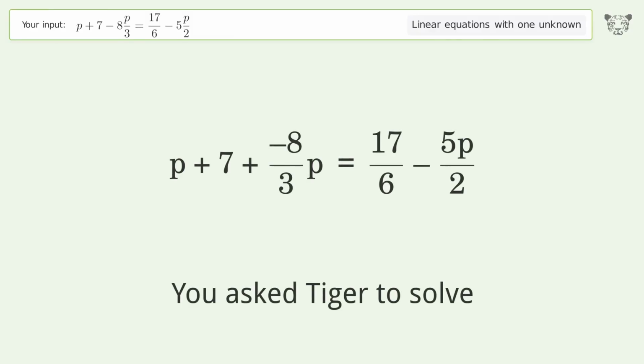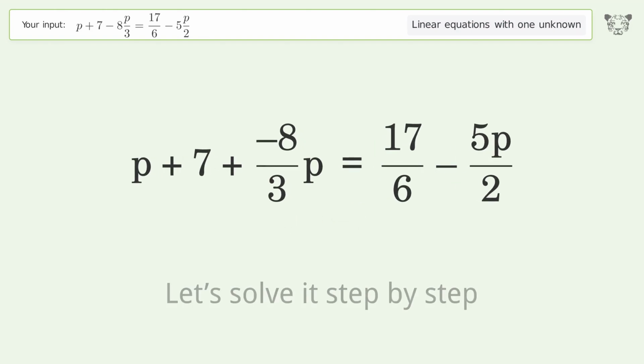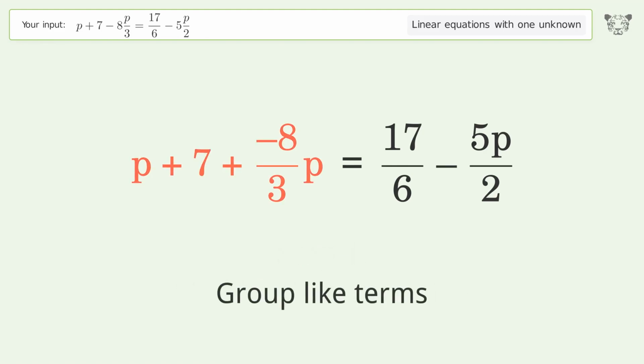You ask Tiger to solve. This deals with linear equations with one unknown. The final result is p equals -5. Let's solve it step by step. Simplify the expression. Group like terms.